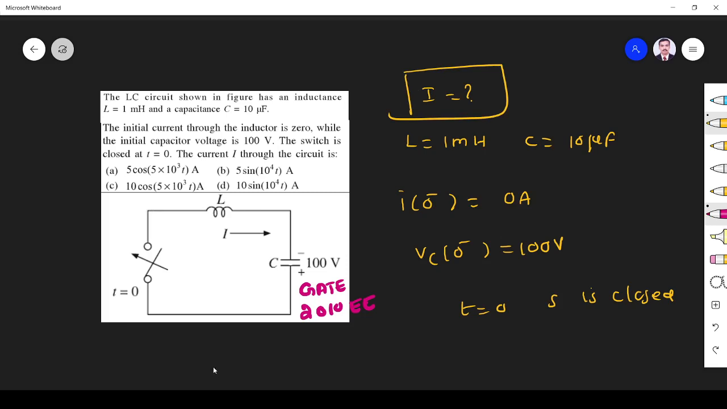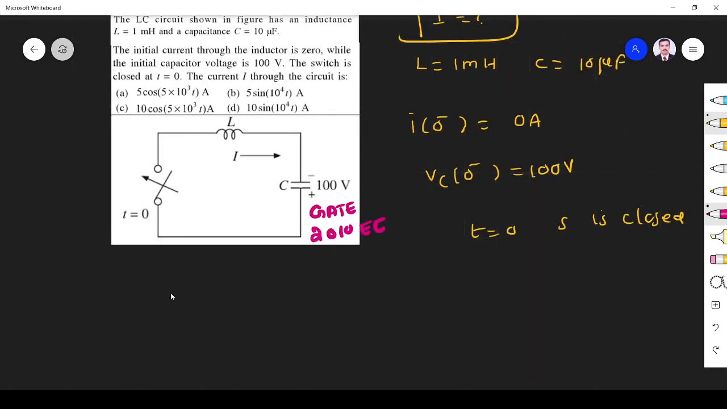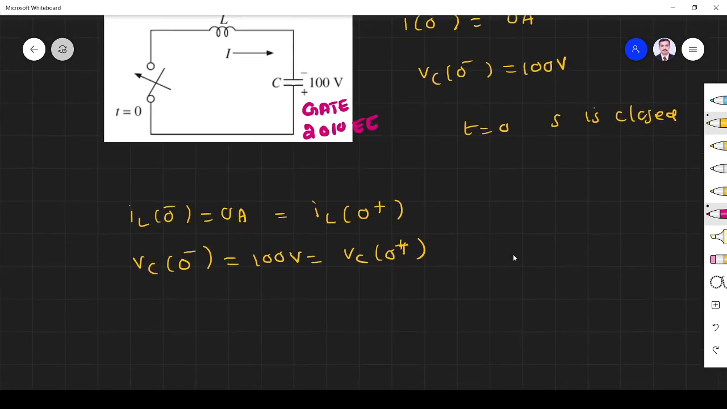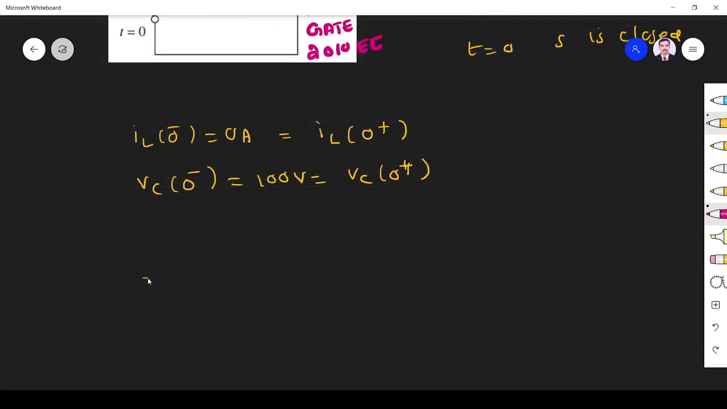Okay. So, first I do it in the Laplace domain, right? Also, from the problem they have given IL0 minus is 0 ampere. We know that an inductor will not change current instantaneously, so IL0 minus equals IL0 plus. Similarly, a capacitor cannot change voltage immediately, so VC0 minus, that is 100 volt, is equal to VC0 plus. This we must know, right? Okay. So now I draw the circuit in S domain. The inductor will be S into L in the S domain circuit.